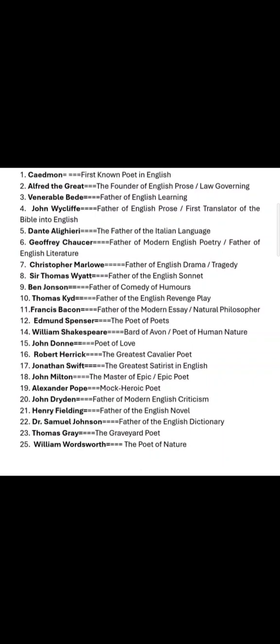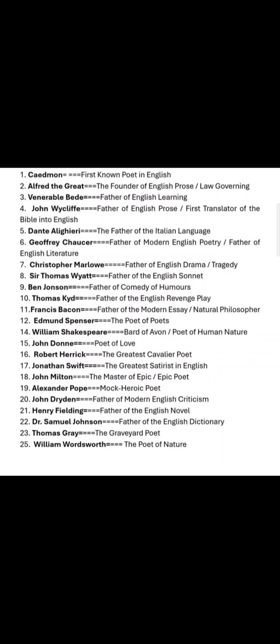Dante Alighieri, the father of the Italian language. Geoffrey Chaucer, one of the important personalities of English literature, and the writer of the Canterbury Tales, father of modern English poetry. He is known as the father of modern English poetry, as well as the father of English literature. Then Christopher Marlowe, he is known as the father of English drama or tragedy. That is, he used to write plays which were tragic, like Dr. Faustus.